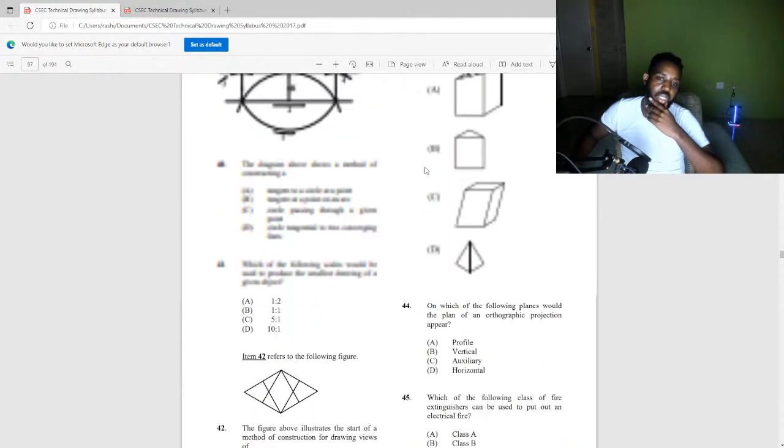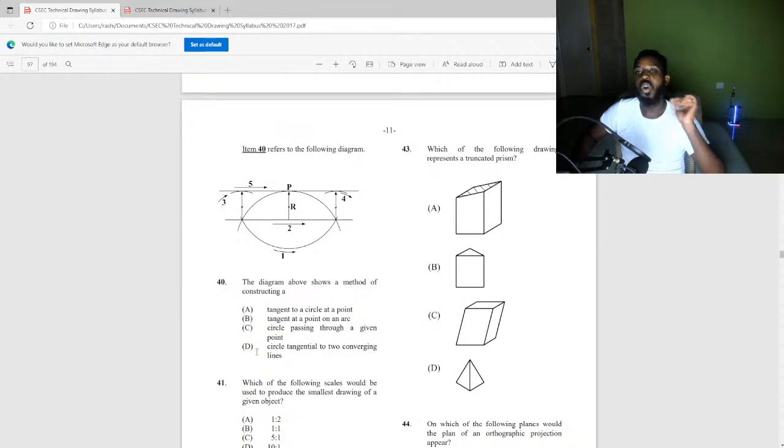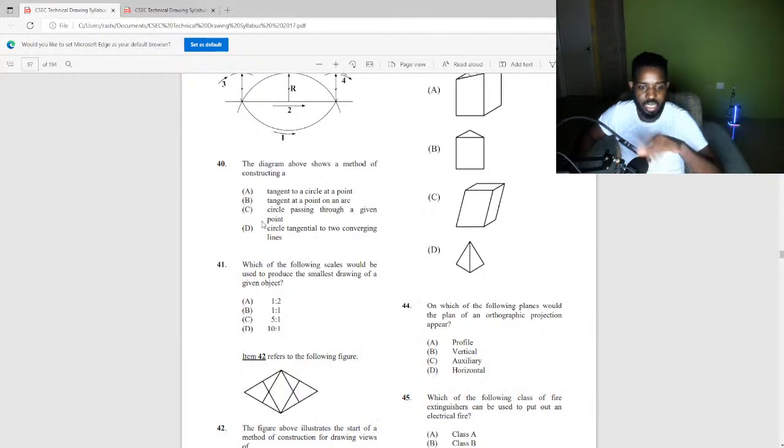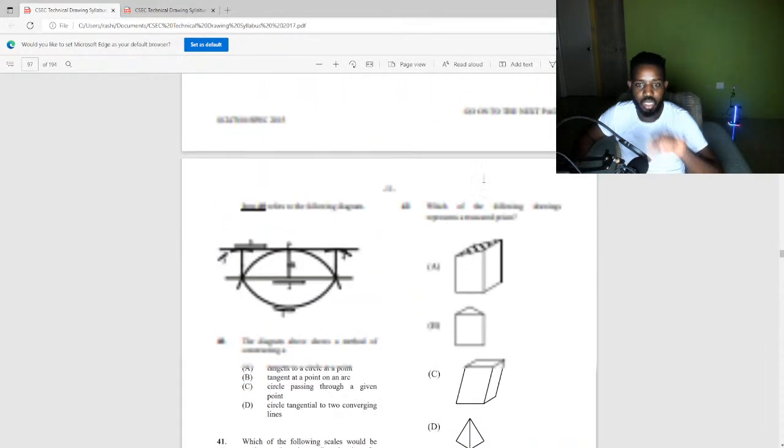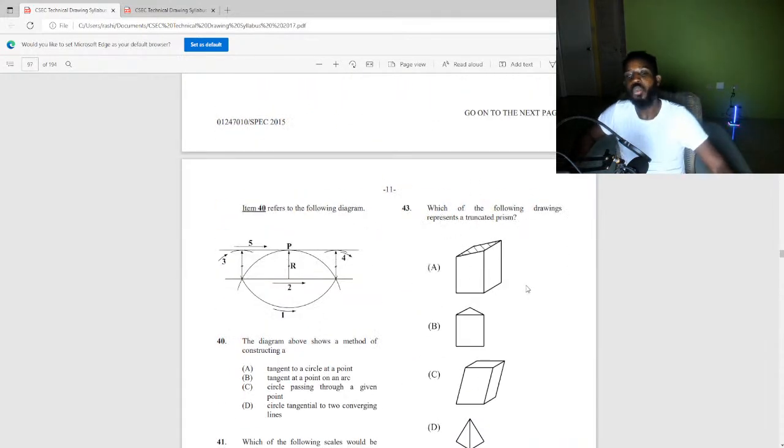Number 43. Which of the following drawings represent a truncated prism? Truncated prism means that a part of it is cut off. All right, the answer for 42 would have been B. I know you're referring to 42 because the answers are a bit delayed, but it would have been B. So 43 will be A. The word truncated just means that a part of something is cut off.